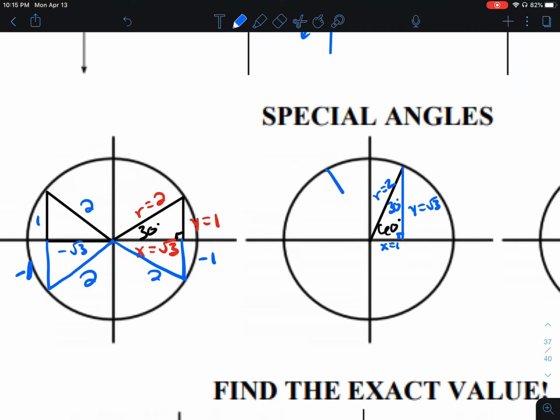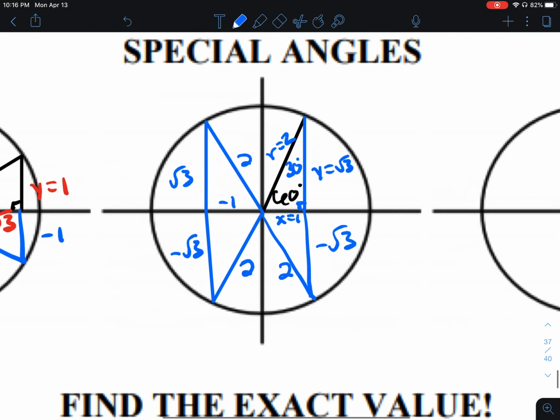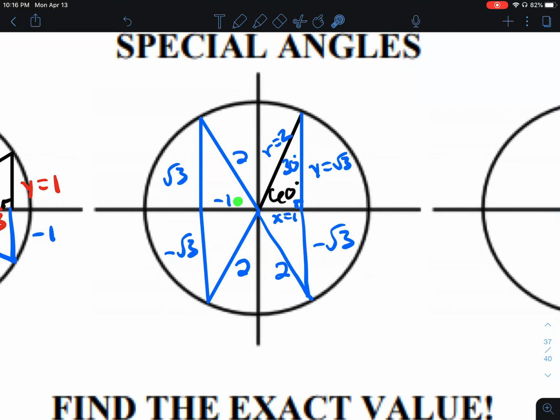If we were to draw this in quadrant 2, we would find that x is negative 1 and y is positive square root of 3, r is still 2. If we draw this in quadrant 3, y is also negative, r is always positive. If we draw it in quadrant 4, y is negative, x is positive, and r is always positive. In each of these cases, we're saying this reference angle is 60 degrees.